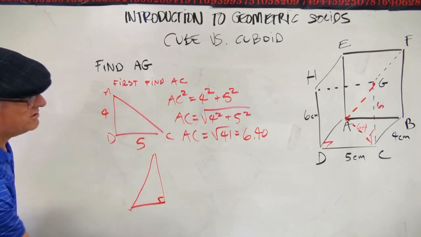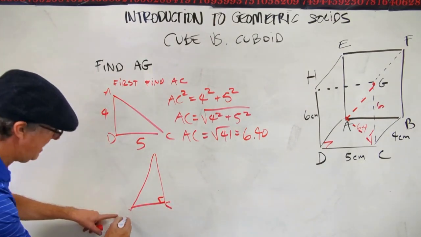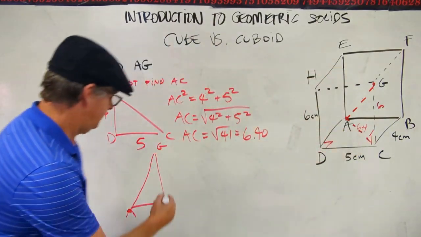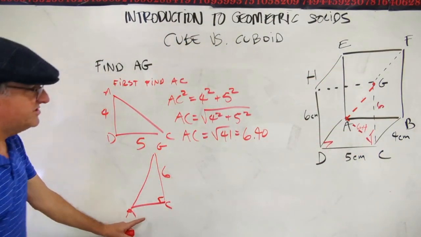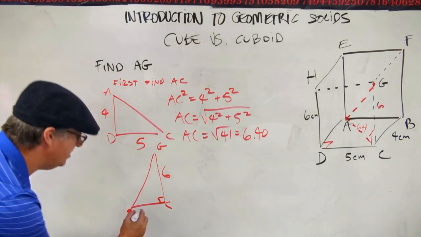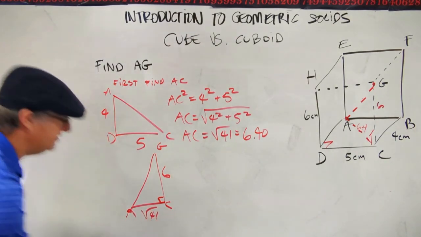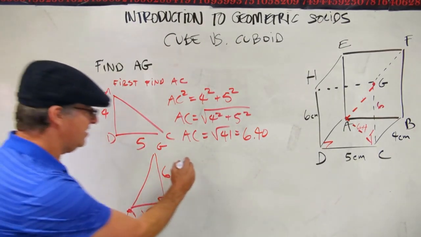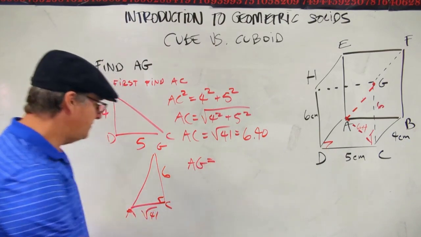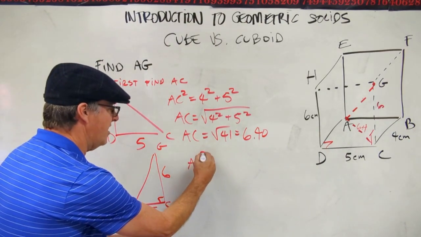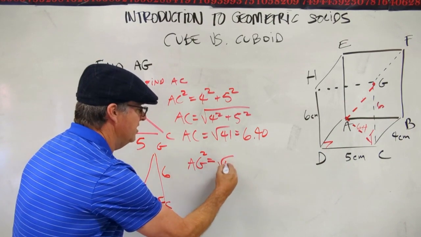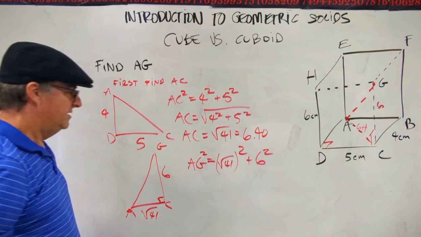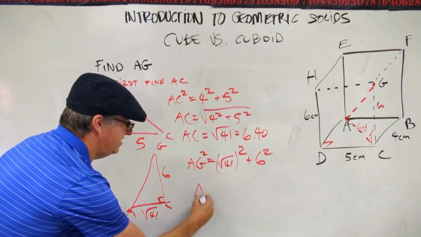And I have my right angle at C. Here's my A, and here's my G. And CG is 6 from the diagram there. This is our 6.4, but I'm going to go ahead and put root 41 back in there, because guess what? When we solve for AG, we're going to square it. So here's my equation. AG, by Pythagorean theorem, AG squared is going to equal root 41 squared plus 6 squared.